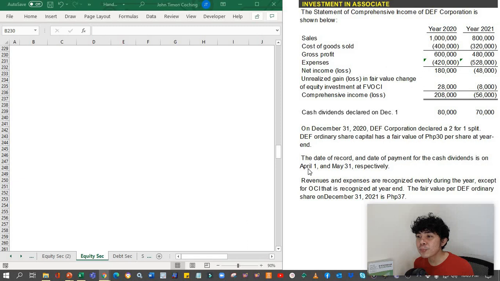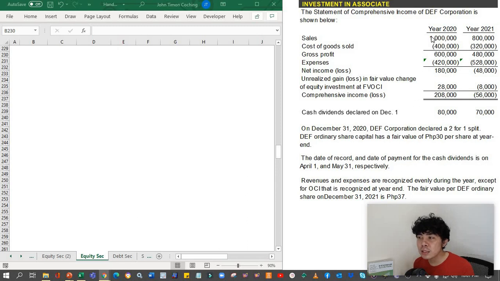Tapos, ang sabi rin dito, revenues and expenses are recognized evenly during the year. Kapag sinabi nating recognized evenly during the year, it simply means yung ating revenues nire-recognize equally on a monthly basis. Same with expenses, yung expenses are being incurred equally on a monthly basis. And since both revenues and expenses are recognized evenly, it means yung net income natin is generated during the year evenly. On a monthly basis, equal din siya. Pero, ang sabi niya rito, except for OCI that is recognized at year-end.